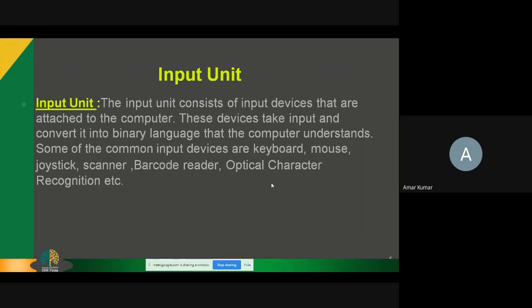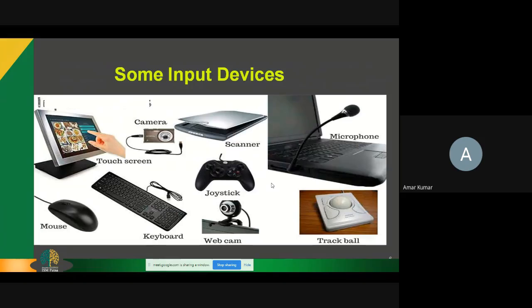So these are some input devices which are shown over here: touch screen, camera, scanner, microphone, joystick, webcam, trackball, keyboard, and mouse. These are some of the input devices.